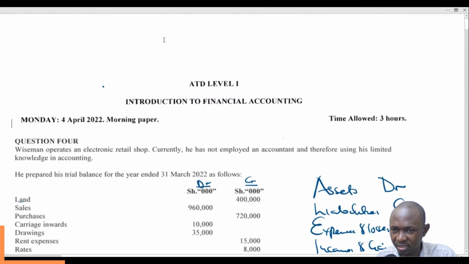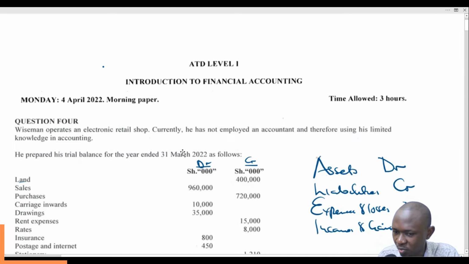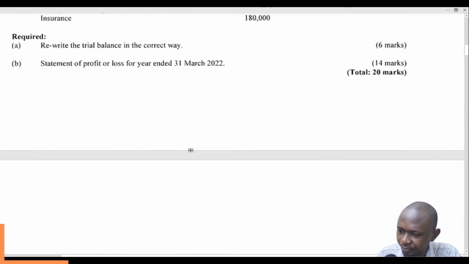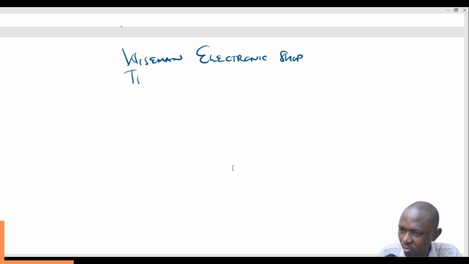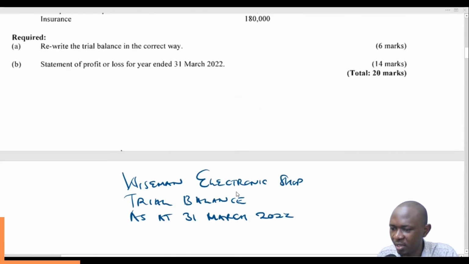And trial balance also has the heading. So we'll have Weissman Electronic Retail Shop, Trial Balance as at 31st March 2022. I think that's what the question is asking. Let's just confirm. Yeah, as at 31st March 2022.